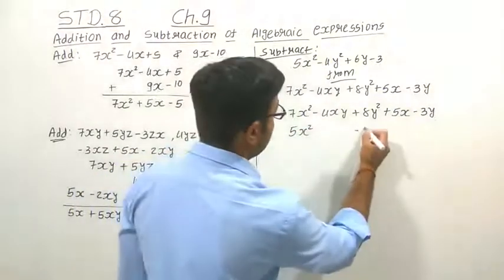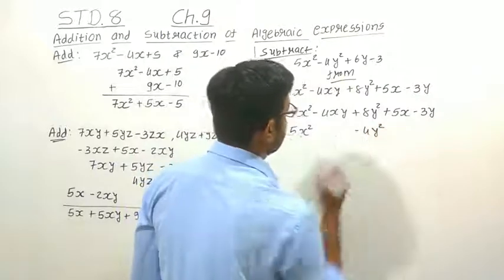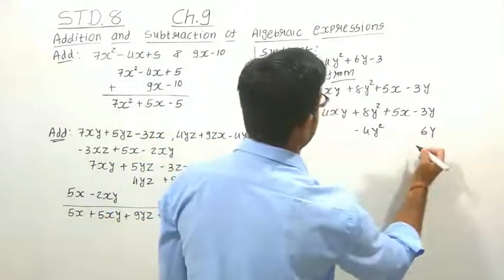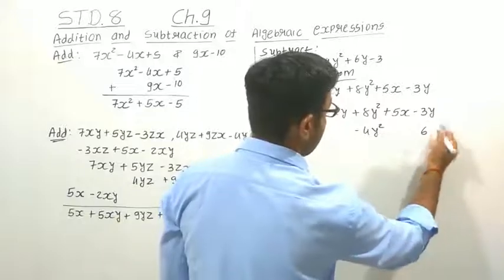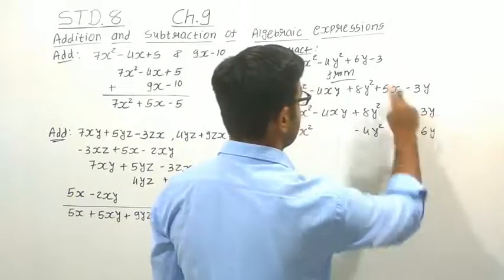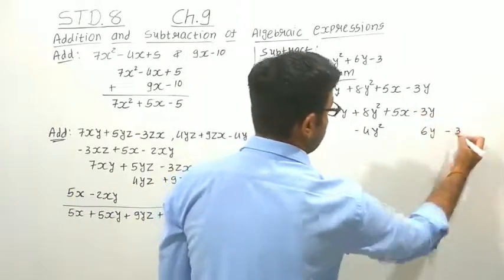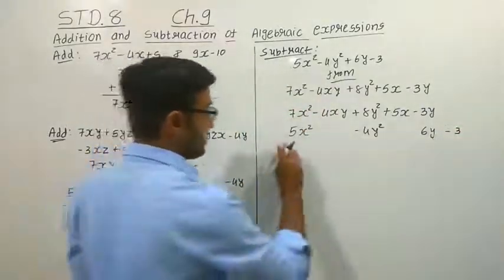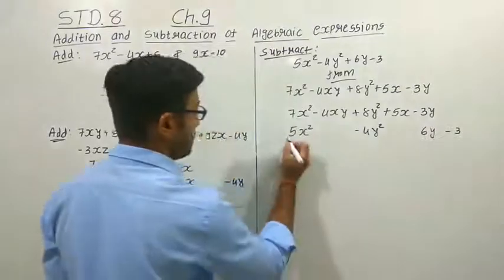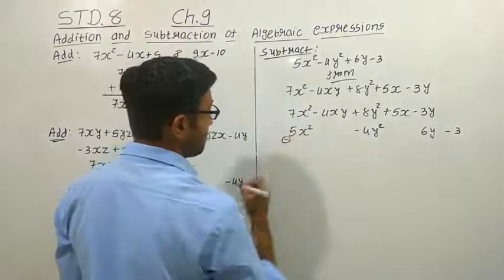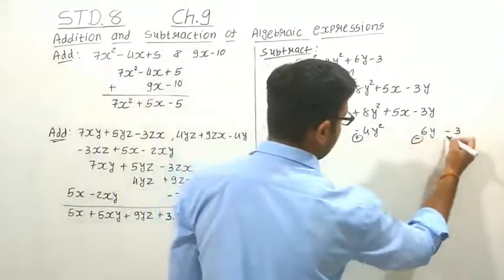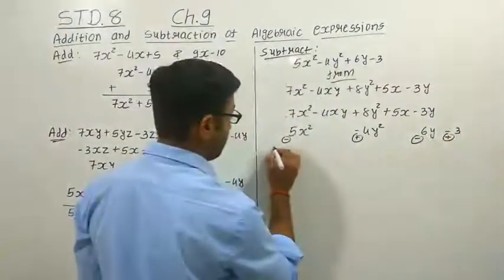So write down here as it is. Minus 4y square, here we have to write down 4y square. 6y, so 6y is here. And no constant term is there in the first expression, so minus 3 we have to write down as it is. Now as we are subtracting here, we have to change the sign of all these terms. So this term, plus, now becomes negative. This term will become positive. This will be negative and this will become positive.